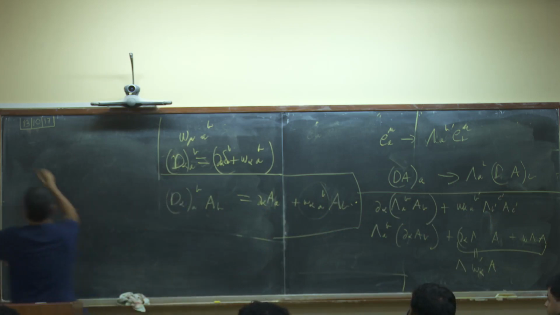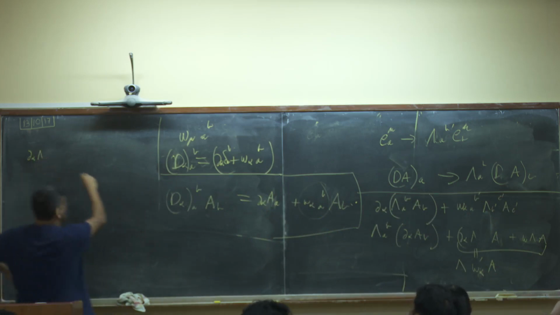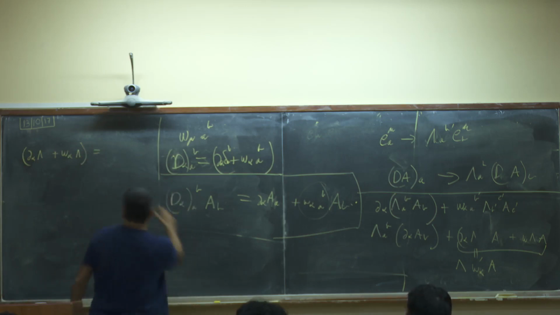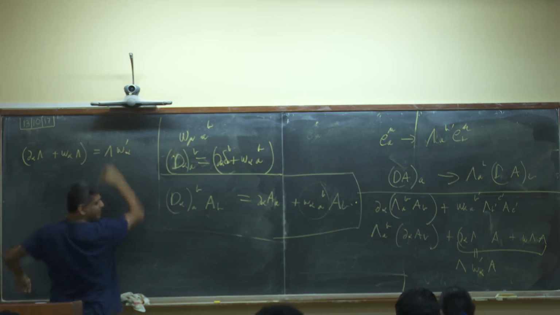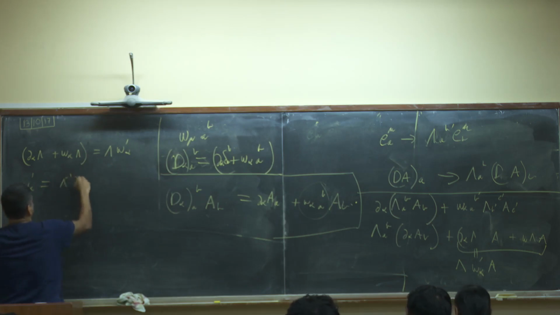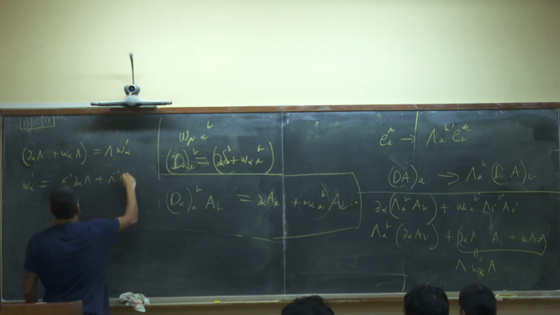And so let's write that equation out again. It's that del alpha lambda plus omega alpha lambda has to be equal to lambda omega alpha prime. It's acting on an arbitrary column on both sides, but the column is totally arbitrary, so this must be true of the matrices. And this is prime, the new guy. And therefore omega alpha prime must be equal to lambda inverse del alpha lambda plus lambda inverse omega alpha lambda.